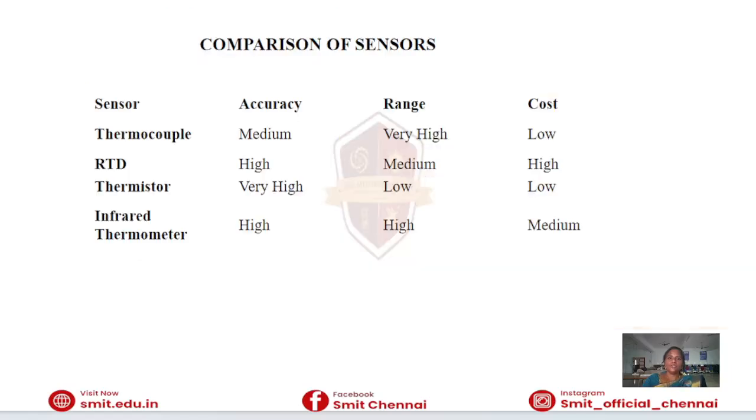This table compares different temperature sensors based on accuracy, measurement range, and cost. Thermocouples have a very wide temperature range and low cost but moderate accuracy. RTDs offer high accuracy and stability but are relatively expensive. Thermistors provide very high sensitivity and accuracy for lower temperature ranges at low cost. Infrared thermometers offer high accuracy and wide measurement ranges without requiring physical contact. Therefore, the selection of the temperature sensor depends on the specific application requirements such as temperature range, accuracy, response time, and budget.